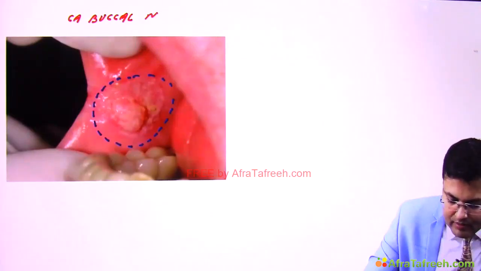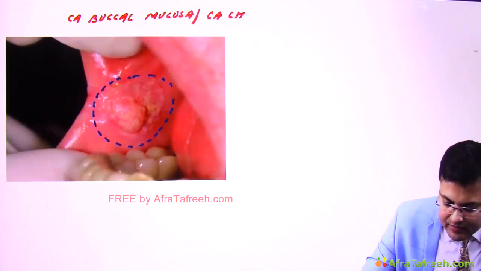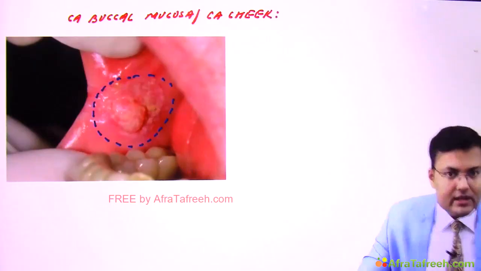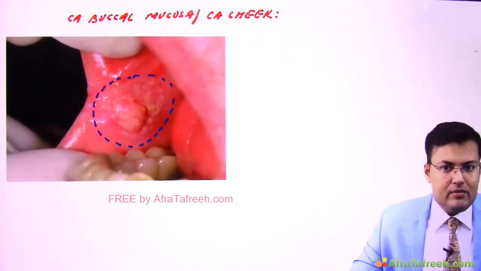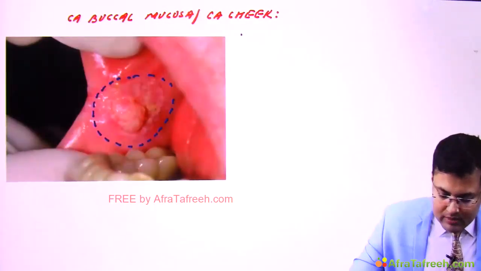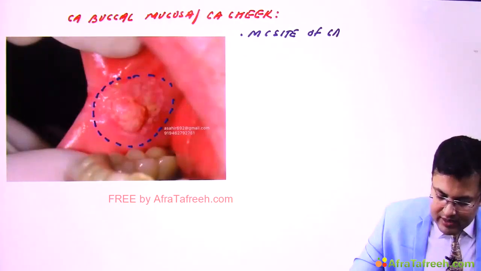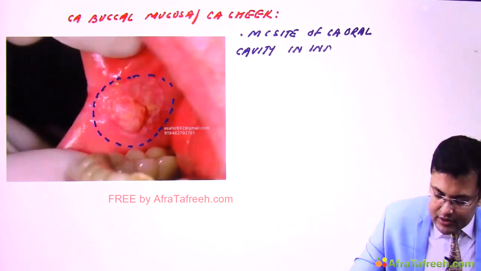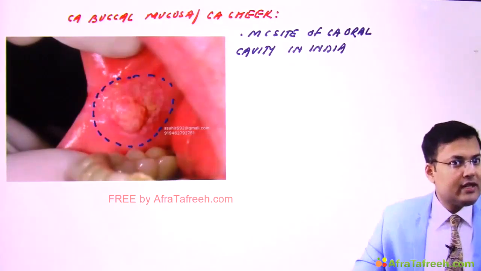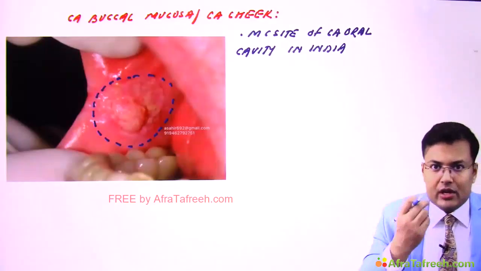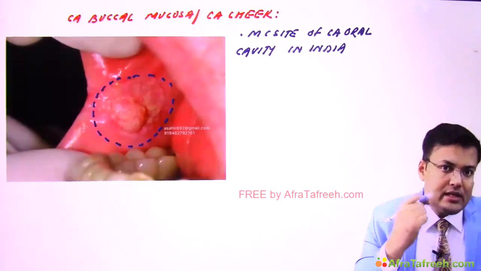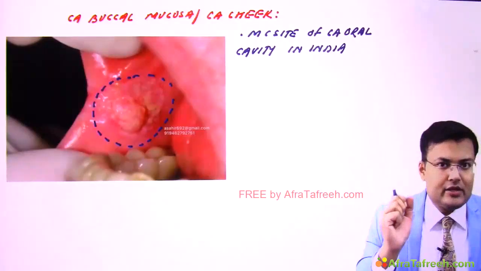Carcinoma buccal mucosa. It is also known as carcinoma cheek. Okay, so it is involving the inner aspect of cheek, that is buccal mucosa. So this is the most common site of carcinoma oral cavity, CA oral cavity in India. Why? We discussed because the people are using tobacco leaves, they are going to mix it with lime and putting a quid here. Because of persistent exposure, what's the problem? There is increased risk of this malignancy.